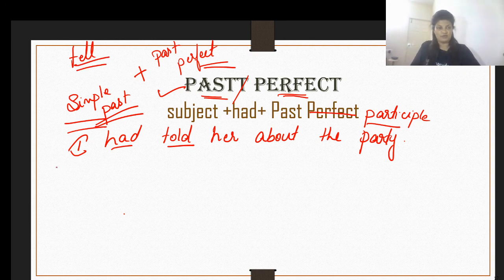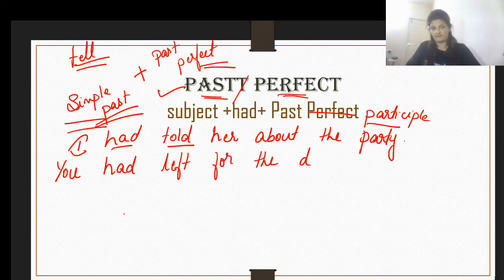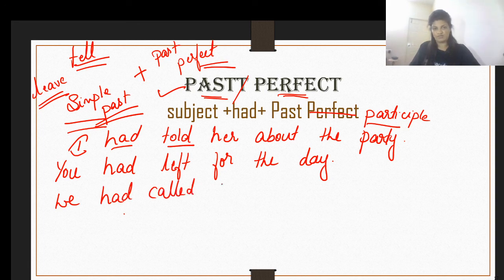The next is with you. You had left for the day. You being subject, had is the past auxiliary, left is the past perfect, or past participle, of leave. Then we have the subject we. We had called the cab. We is the subject, had is your past auxiliary, called is your past participle. Therefore, this is our past perfect usage.